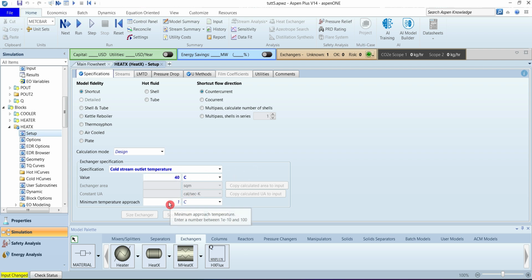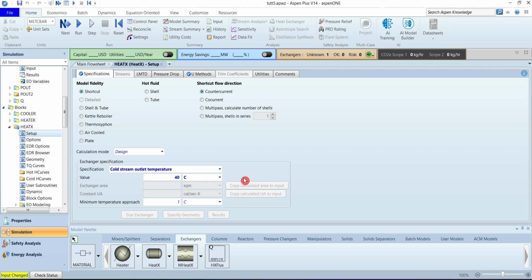And here is the minimum temperature approach. So that is the thermodynamic limitation. Whatever happens, we cannot violate this. The minimum driving force or the approach temperature should be 1 degree Celsius. This is just a constraint, not any input specification. If Aspen Plus finds there is a violation, it will generate an error message against this. We can put a higher approach temperature. That means Aspen Plus will follow the same violation next time.